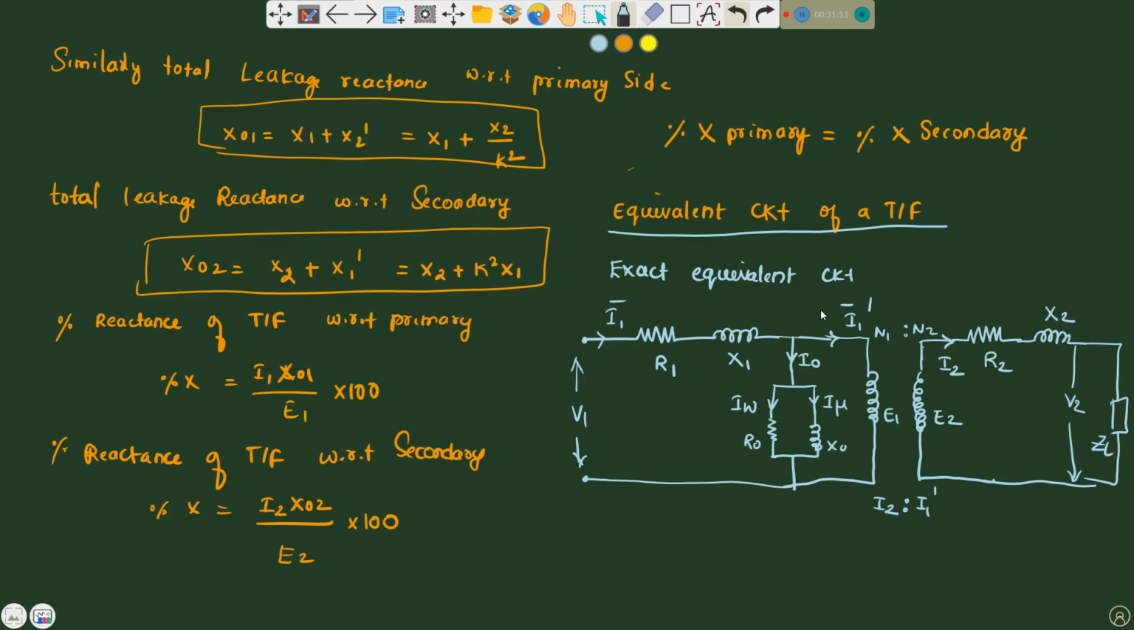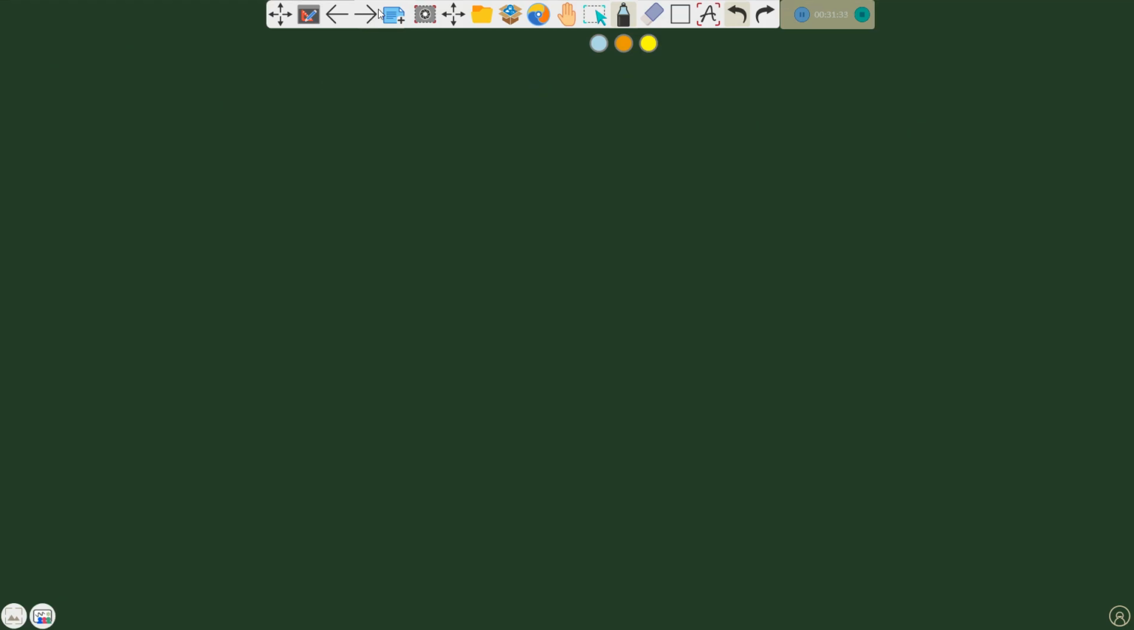Now we are going to discuss the exact equivalent circuit of transformer when referred to primary, and then in the second case we are going to discuss how the exact equivalent circuit is when referred to secondary. So this is very important. Understand this. So now we are going to discuss the exact equivalent circuit of transformer when referred to primary.